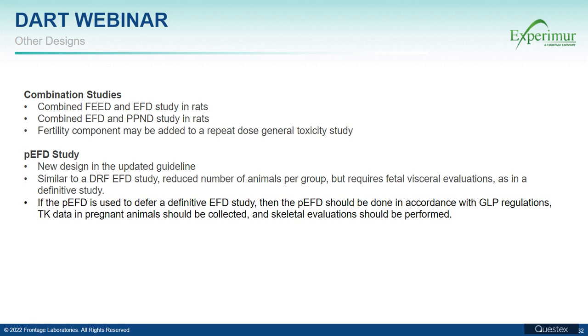And just want to let you know that if PEFT studies are used to defer a definitive embryo-fetal study, then this study should actually be done in accordance to GLPs. TK data should be collected from the dams, and skeletal evaluations should also be performed. So to me, I like the idea of doing dose range finding studies instead of just jumping right into a PEFT study. However, if a clinical program is already ongoing, that may be an option to use to be able to defer the definitive study.